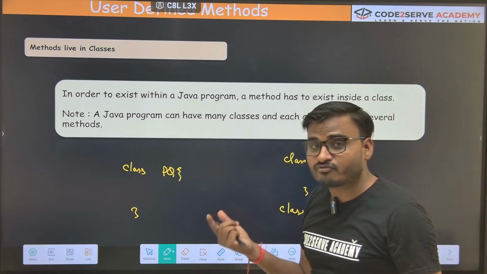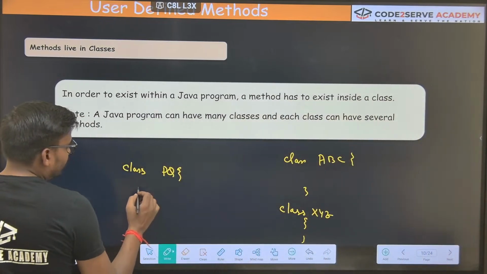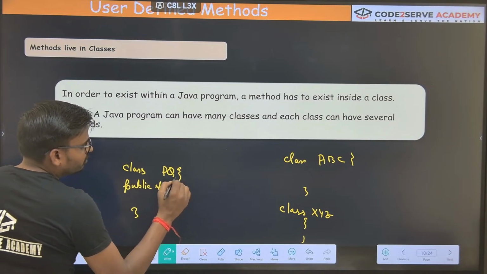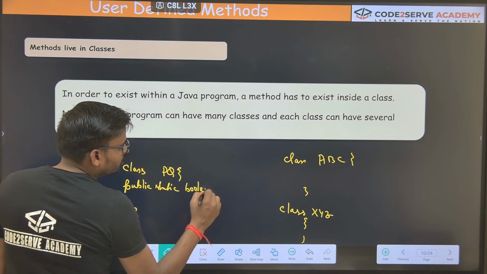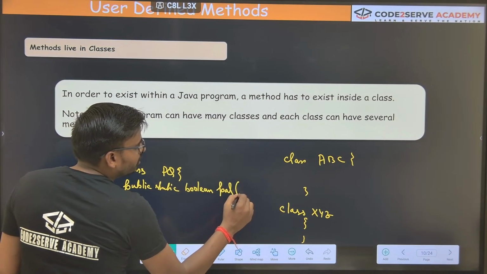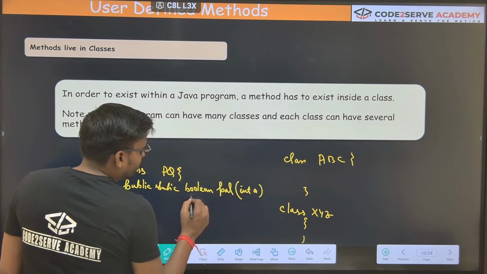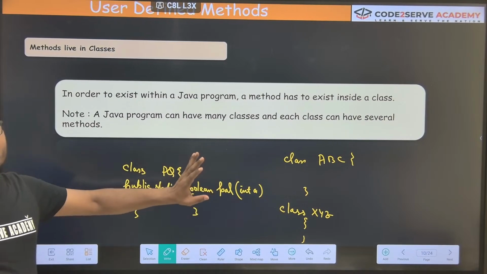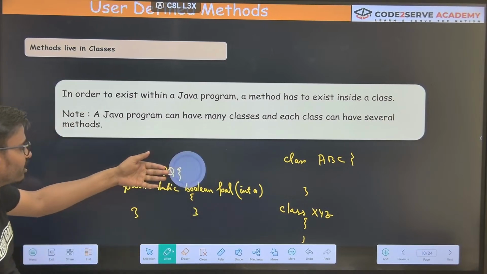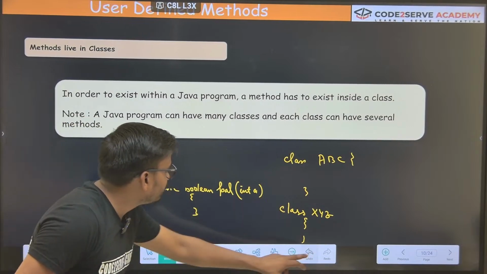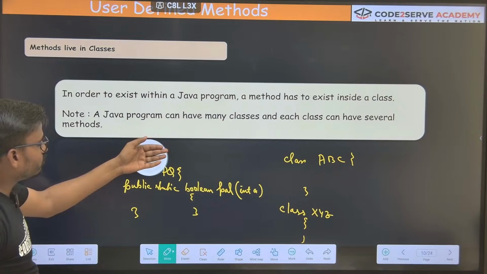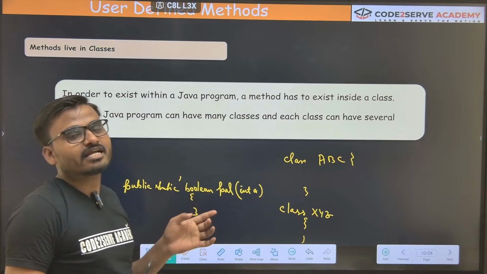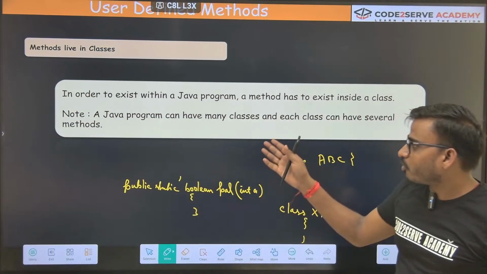So whatever function we are declaring, like for a palindrome, suppose public static boolean pal(int a), this is the palindrome logic we have written. It must be present inside a class. It cannot be outside the class. If I write it outside, this is not valid. A function should exist only inside the class. Got it? That is the point written over here.